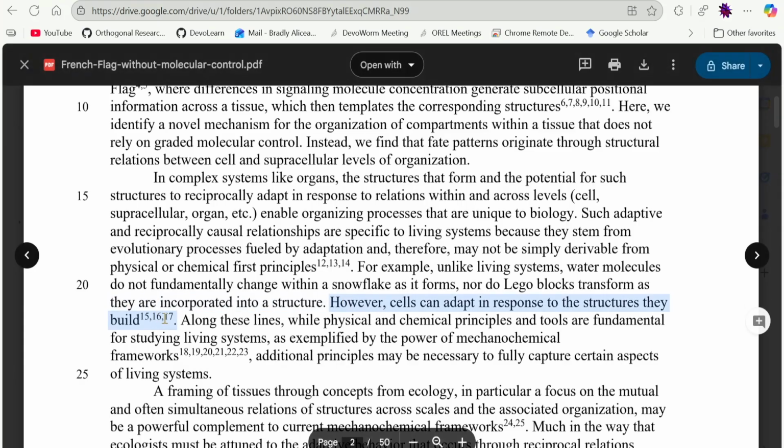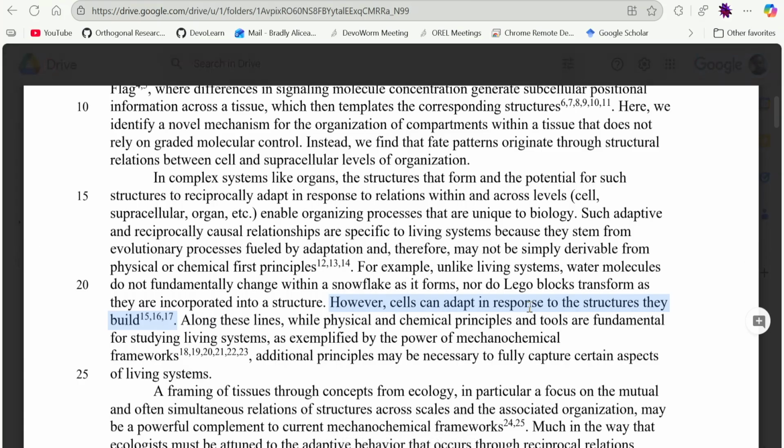So this part here, cells can adapt in response to the structures they build. As the structure is being built, that structure is continually regulated by the structure that's there. It's like if you think about a termite mound or an ant nest. The organisms are interacting, they're playing their role in building the structure, and depending on the state of the structure, continually building onto it is going to be affected by the current state. So the future state affects the current state.